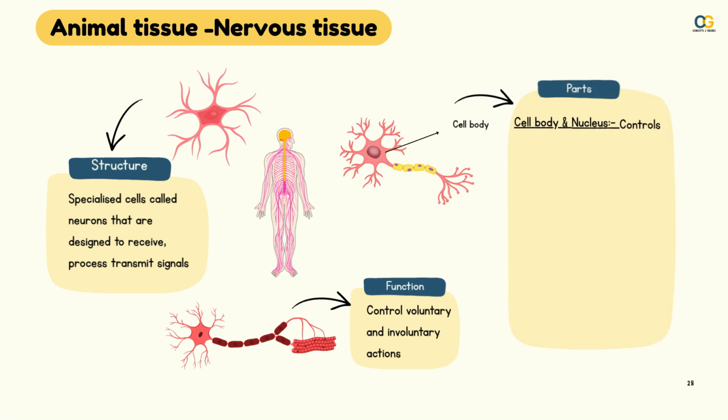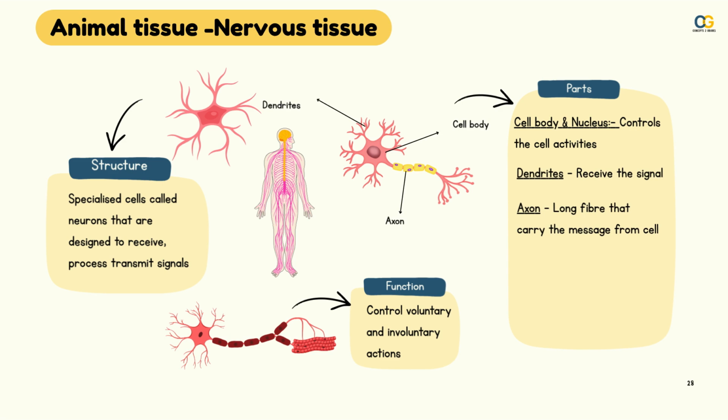The cell body and the nucleus of this neuron controls the cell activities. Dendrites receive the signal. Axon, a long fiber that carries the message from the cell to the end, and axon terminals transmit the messages to the other neuron. This is how the nervous tissue helps control the muscular tissue.